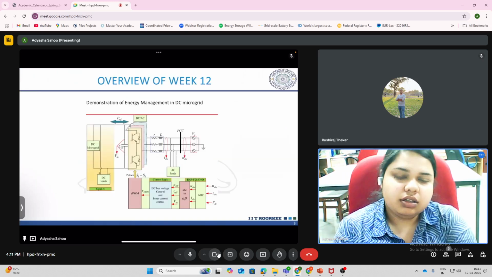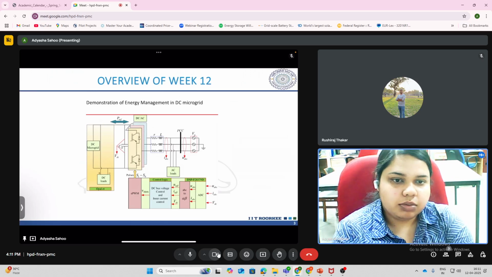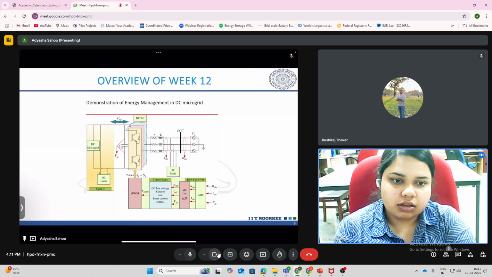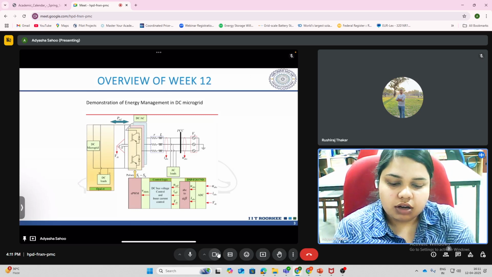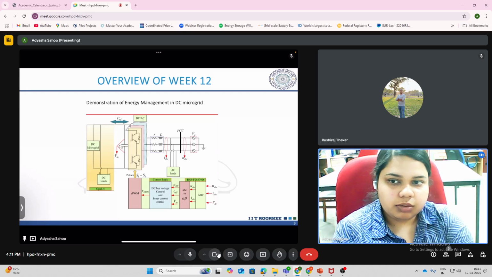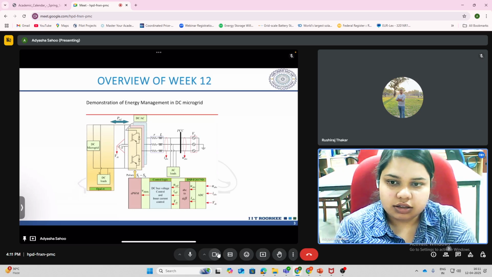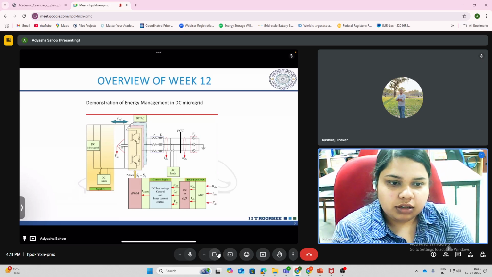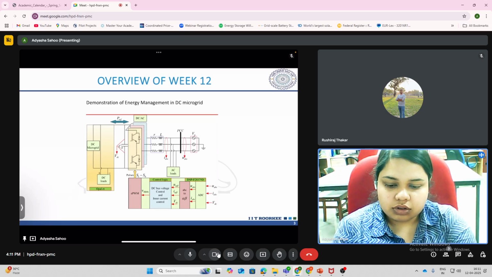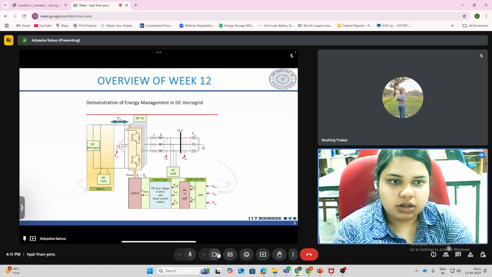So this week, we will be seeing the lab demonstration of various concepts that we discussed in the previous week. We'll see how the setup is done in the lab and how the real-time simulation study is being carried out in the test bed created in the lab. For the first demonstration, we have this energy management demonstration for a DC microgrid.